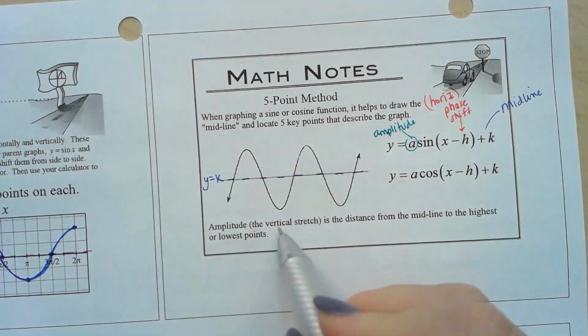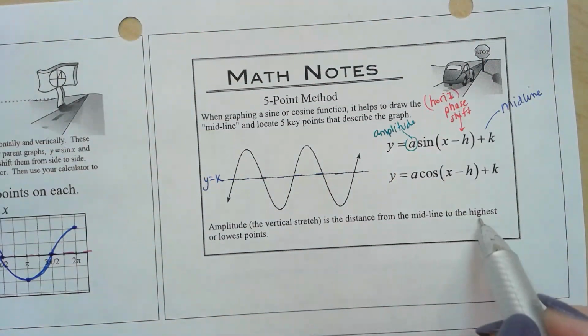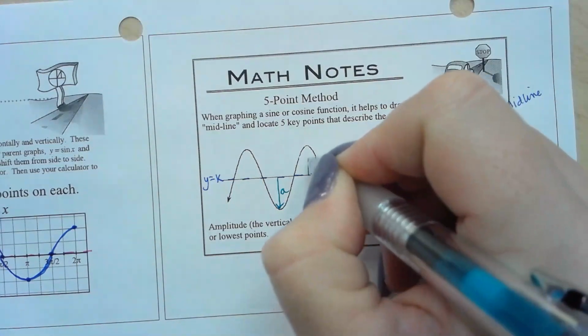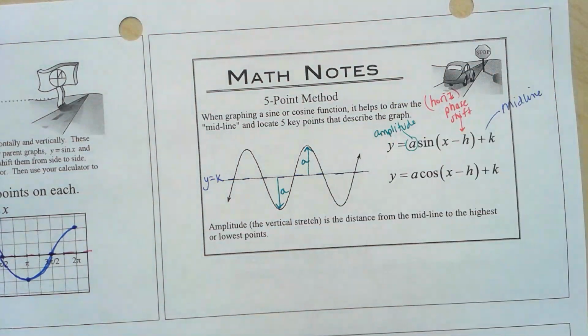And remember, amplitude is the distance from the midline to the highest or lowest points. So this is going to be my A, and that's going to be my A.